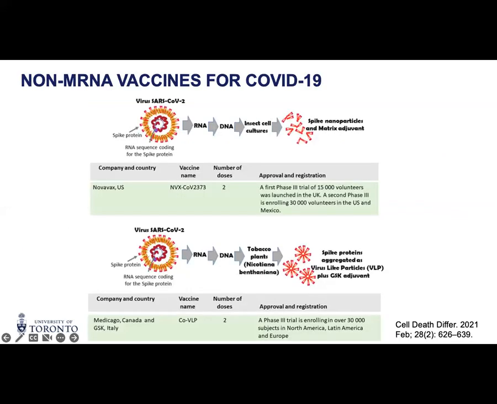There are also non-mRNA vaccines that are currently available against COVID-19. One of them is Novavax, which is made in the US. Novavax is a protein-based vaccine. This is actually a more traditional vaccine in the sense that it is synthesized in the same way a lot of existing vaccines, such as the HPV vaccine, are.